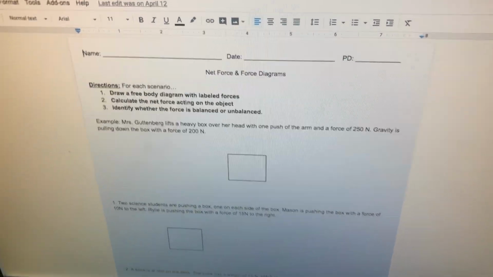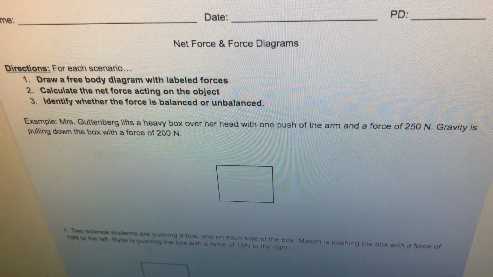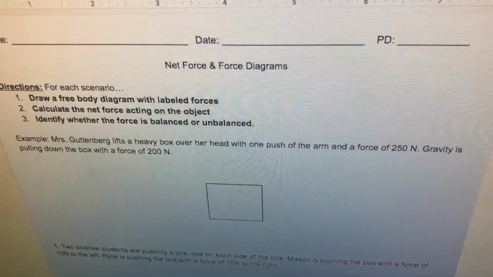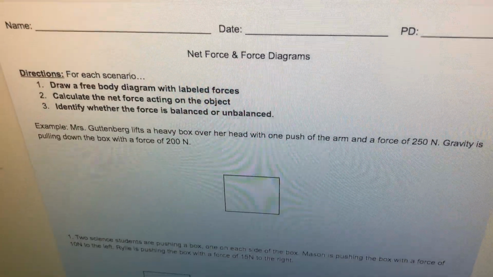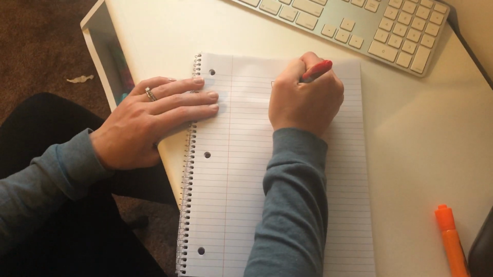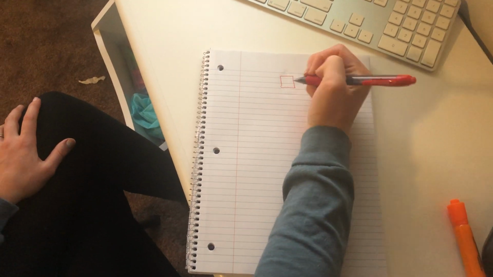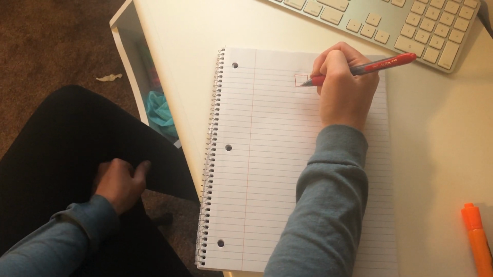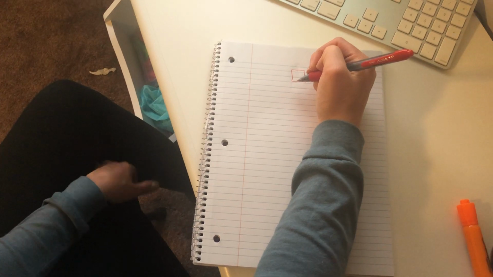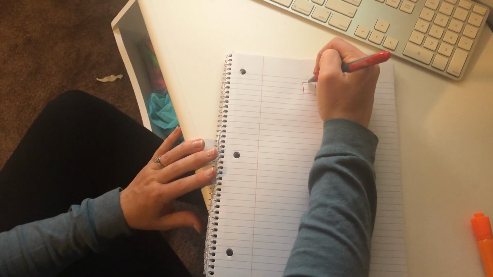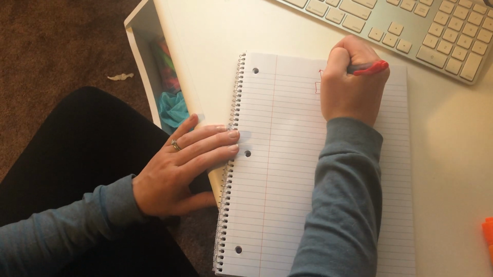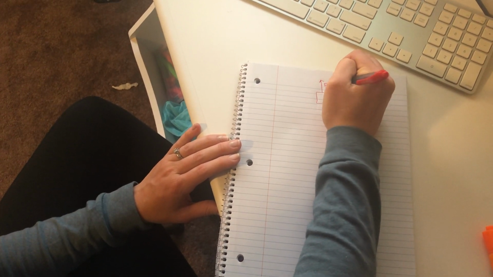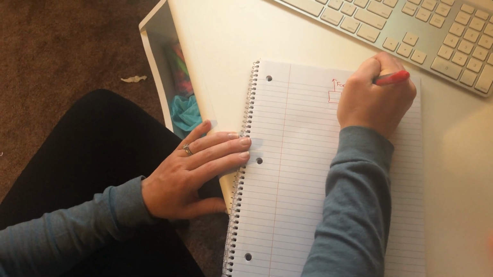So here we go. I'm going to start with the first example. Mrs. Gutenberg lifts a heavy box over her head with one push of the arm and a force of 250 newtons. Gravity is pulling down the box with a force of 200. If you remember, you always represent the object with a box. So this box would represent a heavy box that I would be lifting over my head. I'm pushing up on the box, so my arrow is going to go up, and I'm going to label it F applied, because a push or a pull is an applied force.